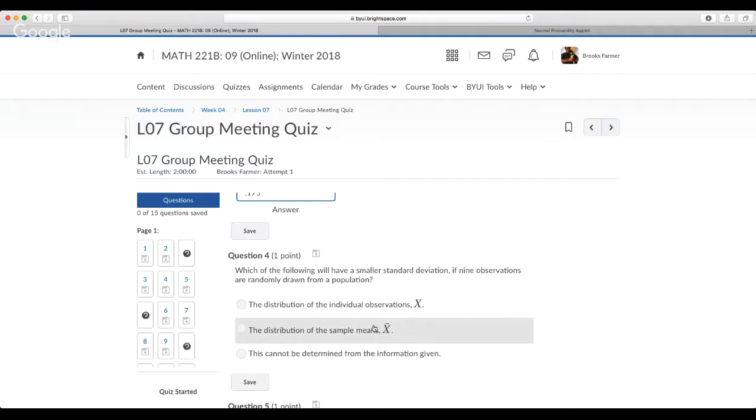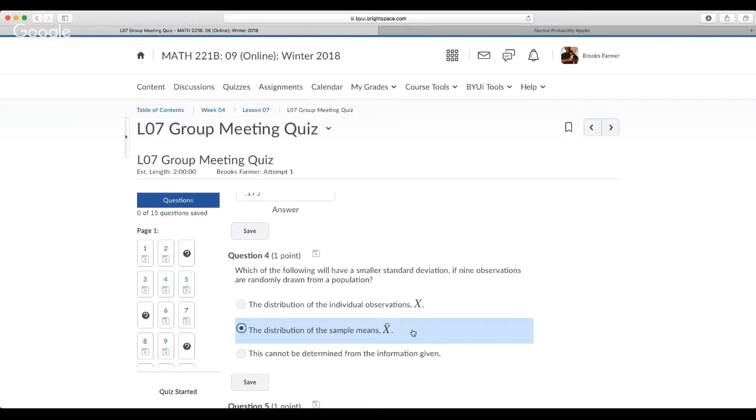So I believe it's the second one. You said it's, hang on, let me think about that. So what is the distribution of individual observations? Oh, okay. So that's just like the distribution of all 9 of the observations. Okay, yeah. Distribution of sample means.